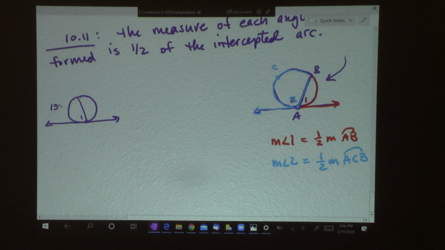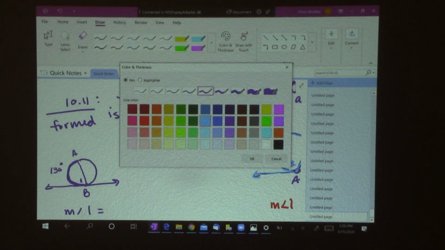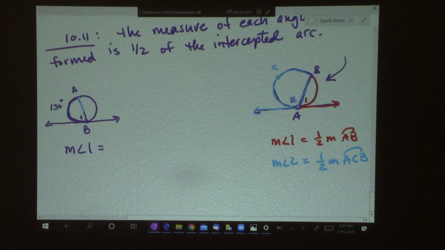This is 130, if you can read that. And this is AB. So in the first one, I'm going to try to find the measure of angle 1. So my arc here is 130, and 1 is the angle, so that is this angle right here. Like this. Doesn't look very accurate, but it is what it is. So that would be half of 130. We believe numbers, not pictures. Okay, so that is 65.